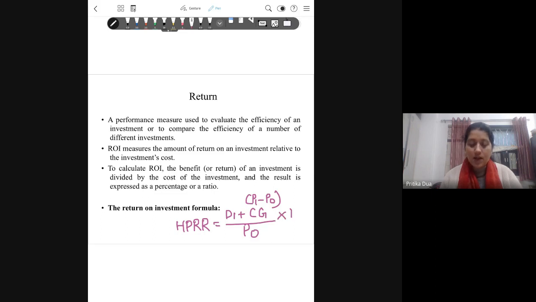This will give me the rate of return on the investment for one period of holding. So this is one way of calculating the return on the investment made. Apart from this, we'll be looking at the other formulas also.